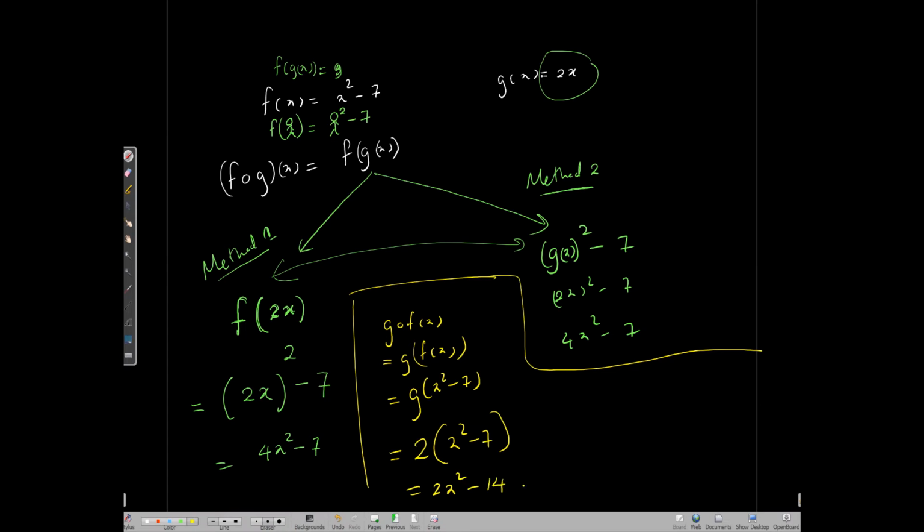Let's do it the other technique. I used method number 1, right? The other way is using g. g is 2x, so we have 2 times f of x, but f is x squared minus 7. See, the same result. It's basically the same idea, just the writing order in the first step is different.